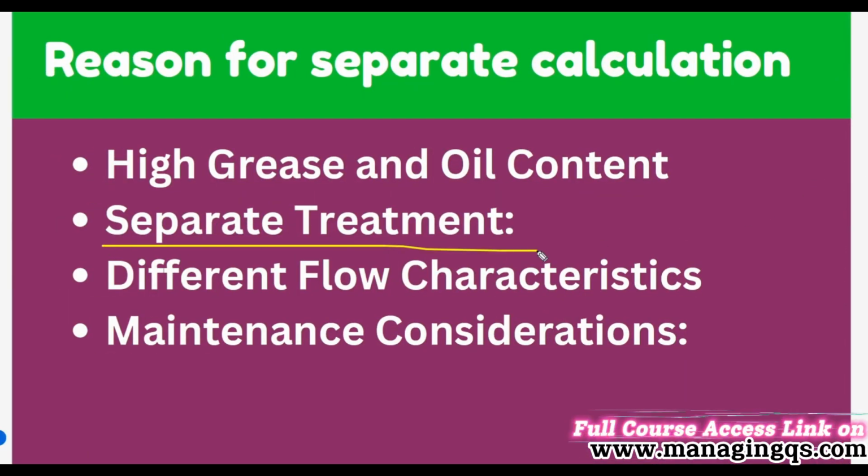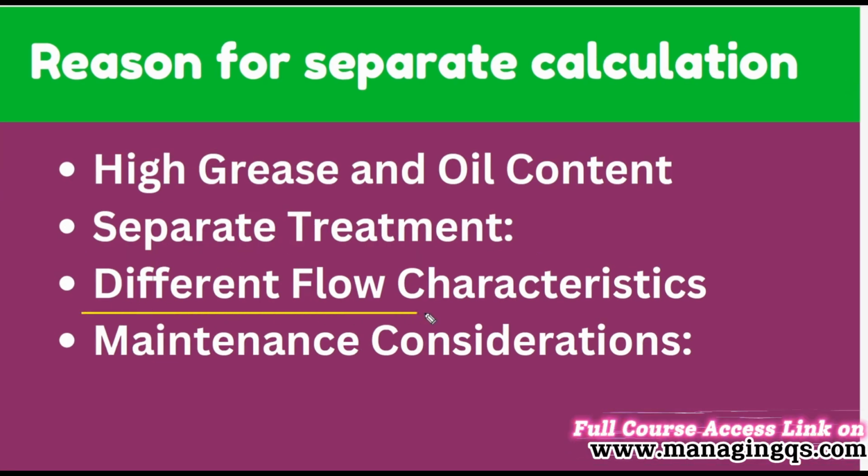The second one is separate treatment. Separate treatment means that before the kitchen waste water enters the main drainage system, we have to remove the solid particles from it. So we have to do some pre-treatment to remove the solid particles from the kitchen waste water. The third one is different flow characteristics. It means the kitchen waste water flow rate and waste type are different from the other waste pipes. So that's why we have to select suitable materials, pipe sizing and pipe gradient. We have to ensure all these things.